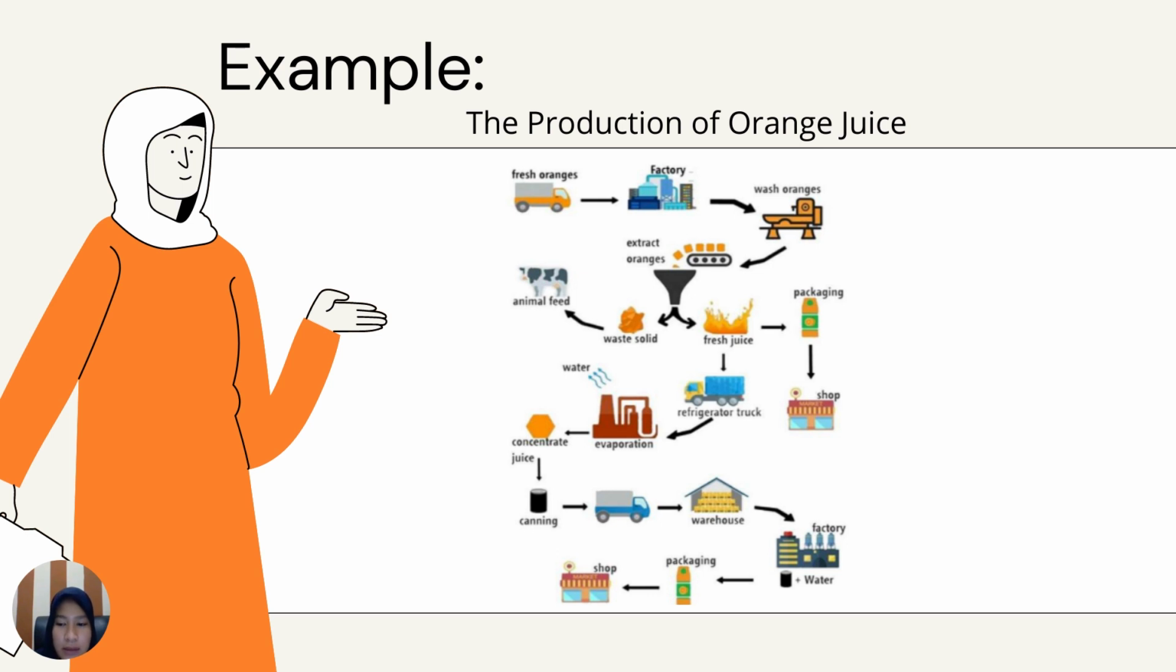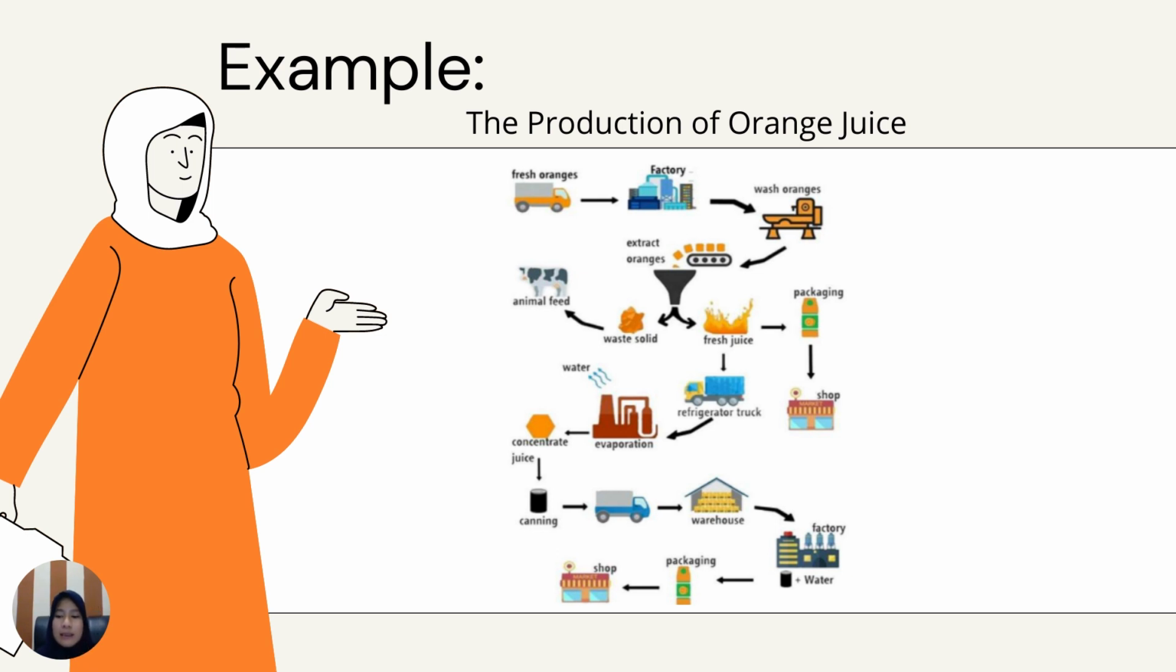The first is the oranges are washed and cleaned thoroughly so that no dirt or bacteria are left behind. And the next one, after cleaning, the oranges are placed in an extractor and during the extraction there are two results from the orange extract. As for the first one, it becomes waste solids, which is used for animal food. And the second one becomes fresh juice.